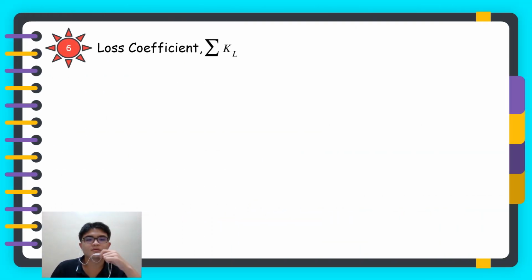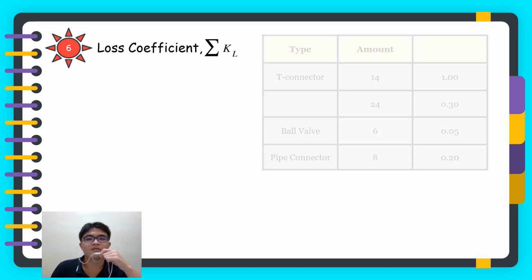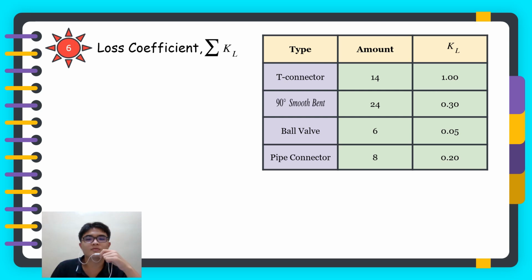Moving on to step number 6, where we need to calculate the loss coefficient KL. Based on the table, we have 4 types of fittings, which are the T connector, the 90° smooth bend, the ball valve, and also the pipe connector. Beside that is the amount in the piping system, and another column beside it is the loss coefficient value for each type. When we total it out, we will get the loss coefficient to be 23.1.